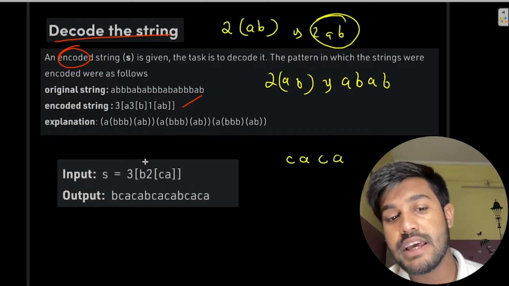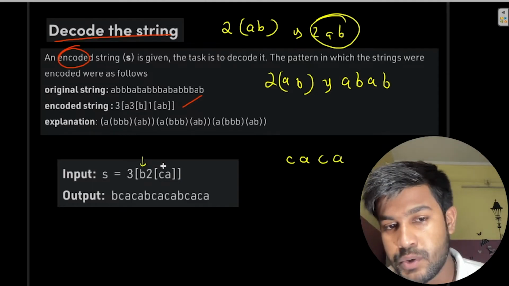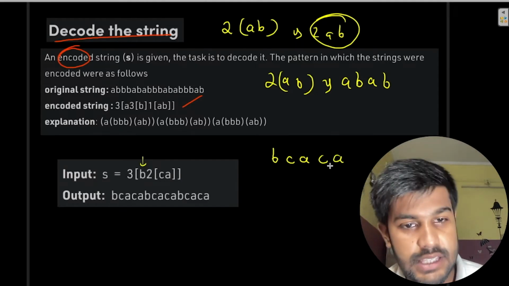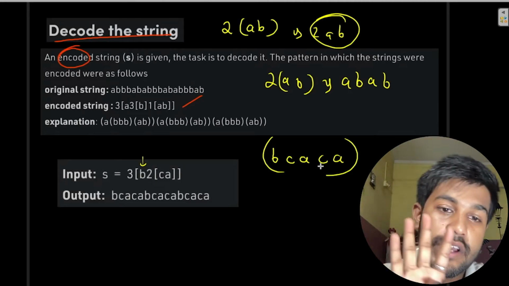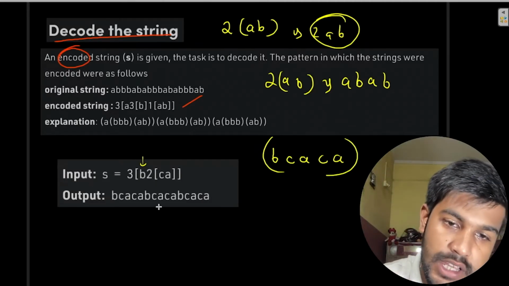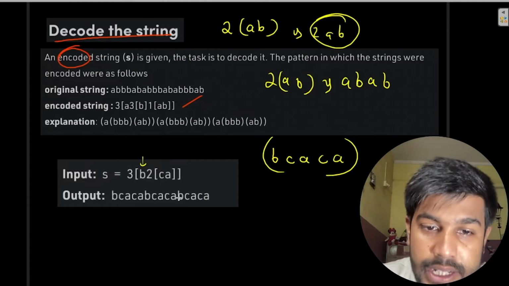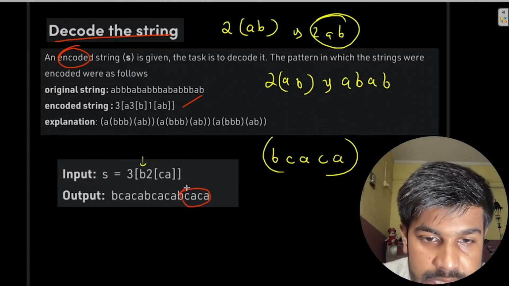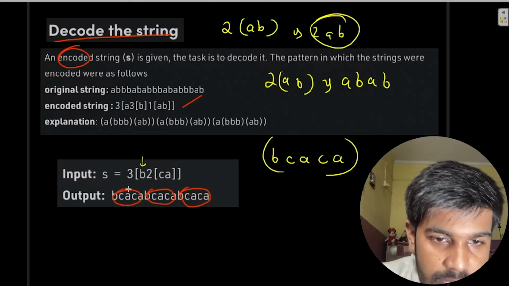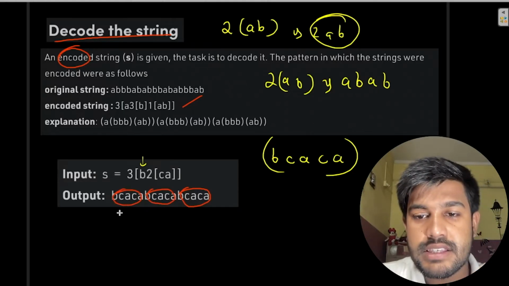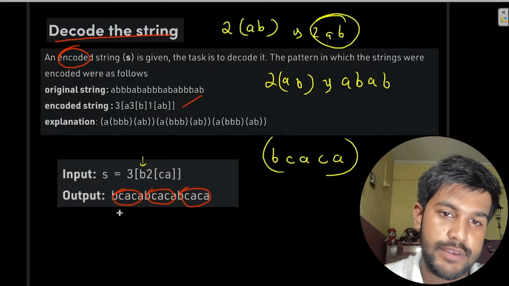We have CA, CA, then we have again B. So we don't have any multiplier, so B, CA, CA. Now B, CA, CA is to be repeated 3 times because of this. So we can see that even if we don't write this, we can say B, CA, CA, B, CA, CA, B, CA, CA. See, B, CA, CA is repeated 3 times.